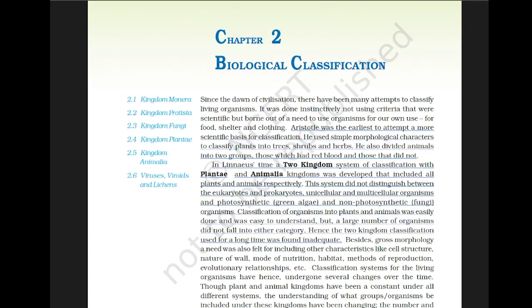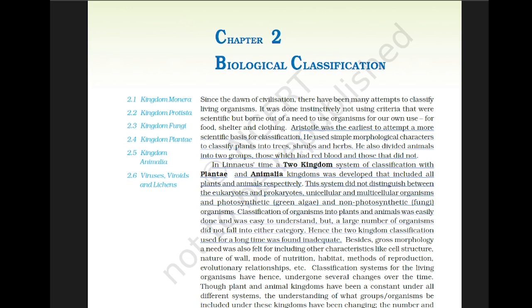Dear students, today we are going to discuss chapter 2 from your unit 1. It is the biological classification. Before going to the chapter, we have to know what biological classification is. Actually, it is the grouping together of various organisms according to their similarities, dissimilarities and phylogenetic descent. Or simply we can say that it is the arrangement of organisms into groups. That is biological classification. And the biological classification has several advantages.